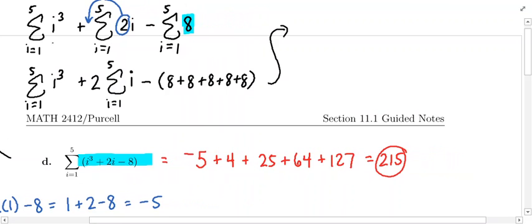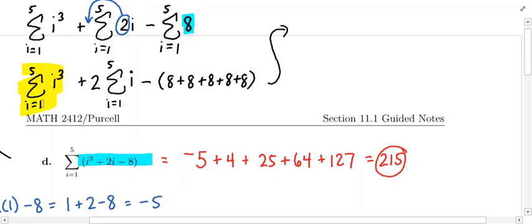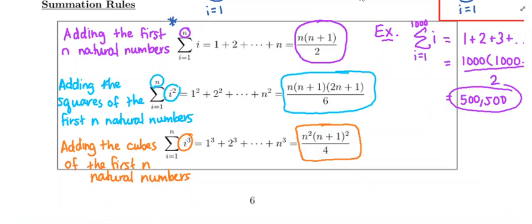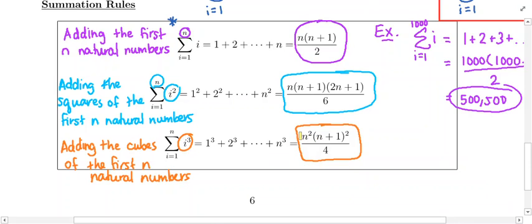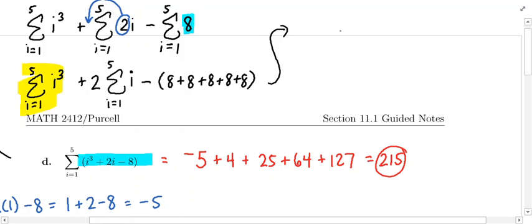So let's go to the first summation here. We're summing up cubes. So if you go to the bottom of page 6, we need to use this formula. We're summing the first n many cubes. So we're going to use n squared times n plus 1 squared all over 4. So let's pop that in. We need to be using n.